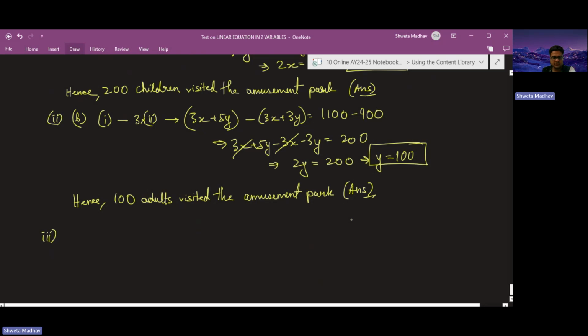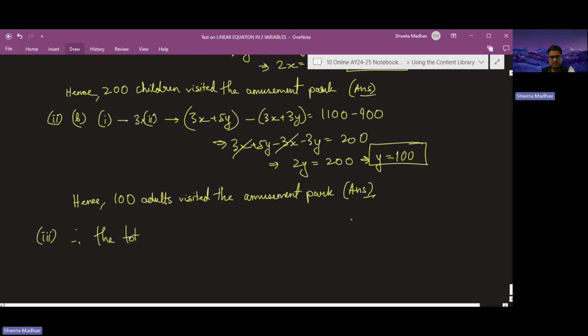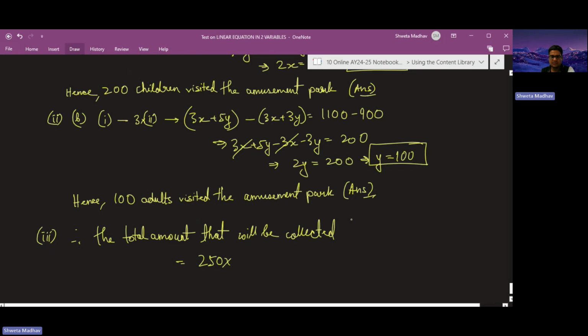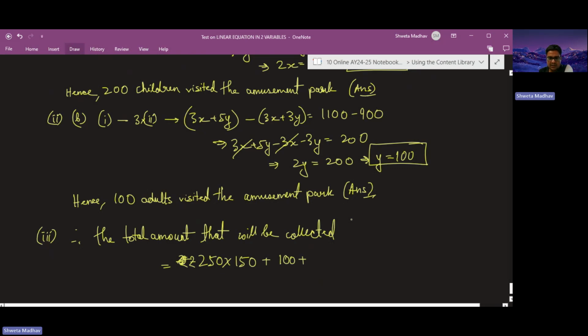Then in part 3, it asks how much amount will be collected if 250 children and 100 adults visited the amusement park. So the total amount that will be collected: for each child it is 150 rupees, for 250 children, plus 100 adults.